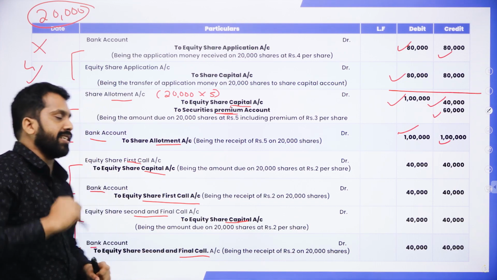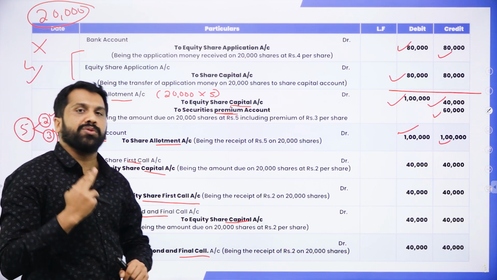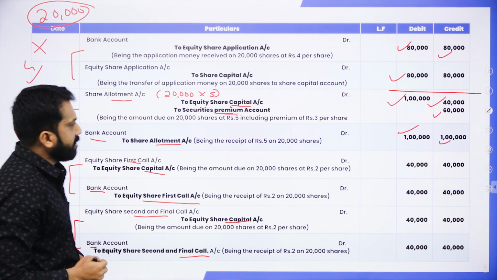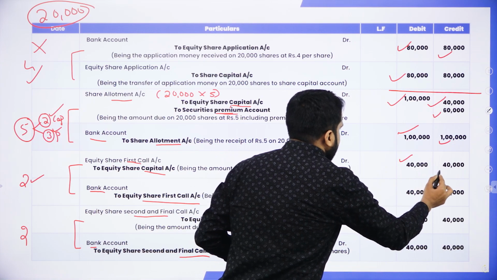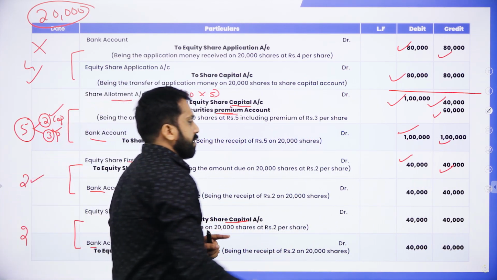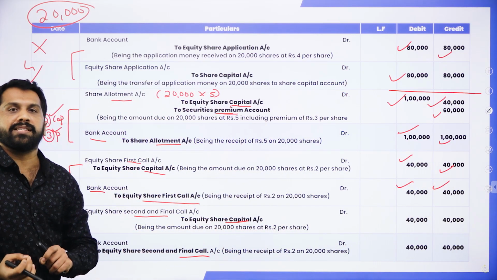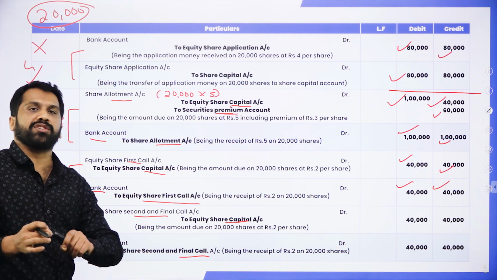20,000 shares, what is your first call? First call is 2 rupee. So, 20,000 into 2, 40,000. The next journal entry will be the same, 40,000. Clear? So, this is called your share first call.